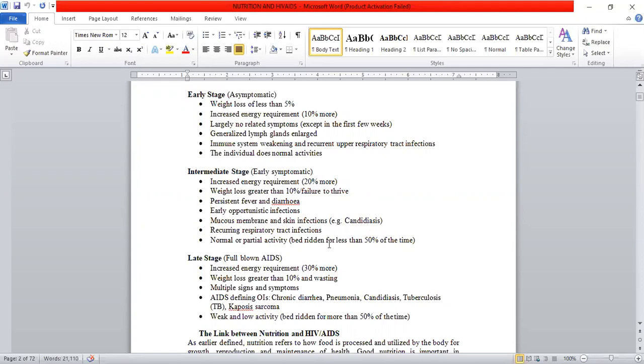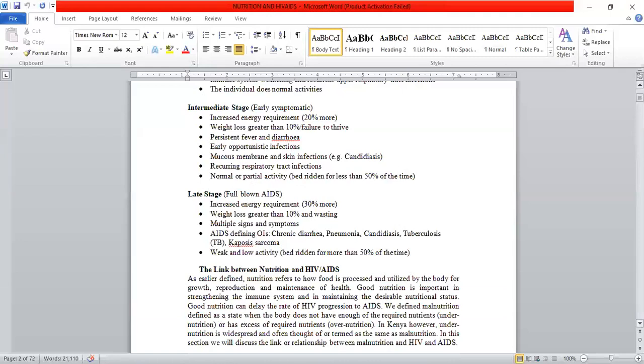Then for normal or partial physical activity, you find that most of the time these people can be in the hospital or even bedridden, so their work capacity is lowered. But the good thing is that currently we have the ARVs, which have made the management of HIV and AIDS easier. If a person is not defaulting on the intake of those drugs, you find that they cannot easily progress to full-blown AIDS. That is true. Have you ever seen an HIV positive person?